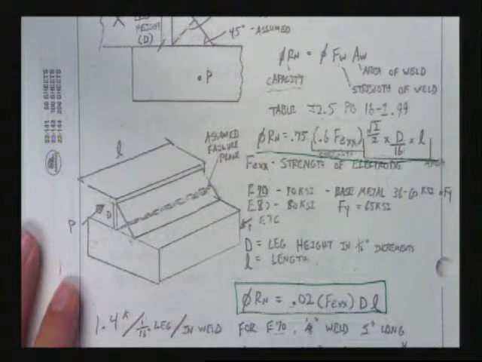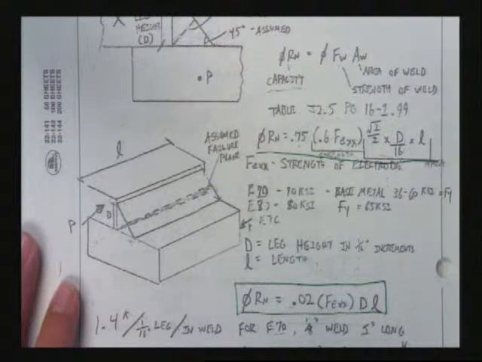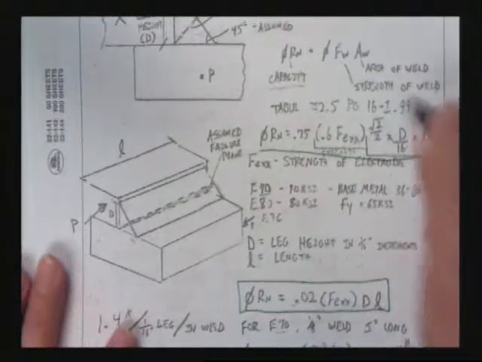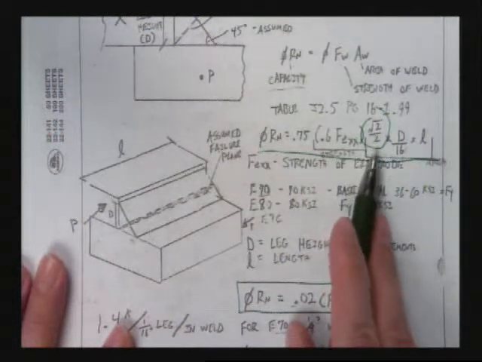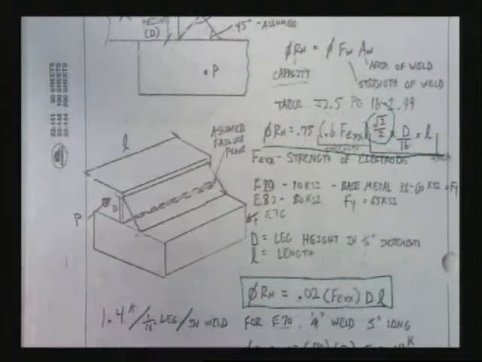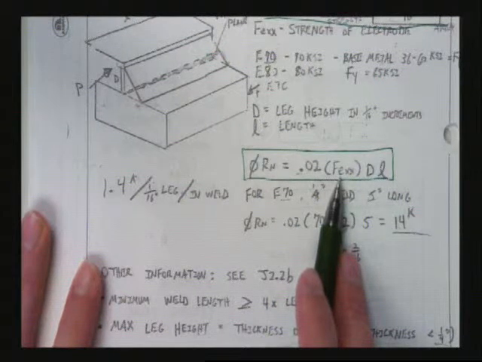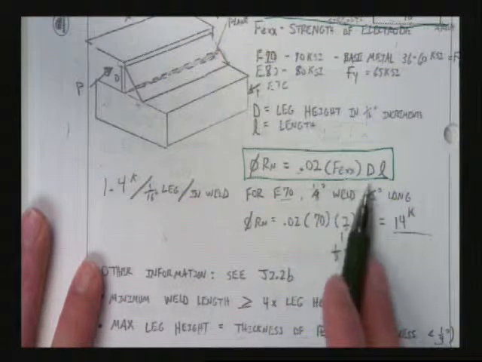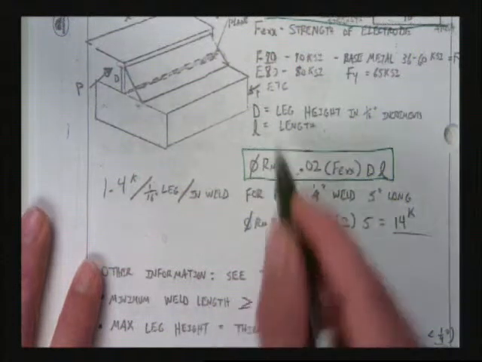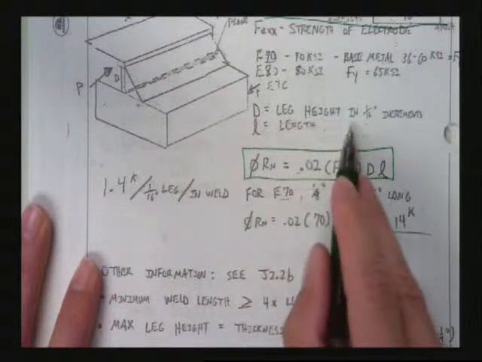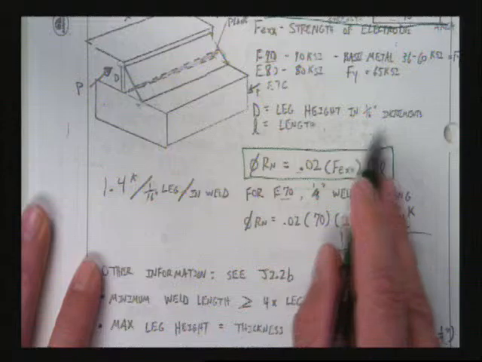And almost all welds are equal leg length. At least almost all of them are designed that way. Doesn't mean they're always constructed as equal leg welds, but they're often designed as equal leg welds. And if they're not, you would just change this term right here depending on what your geometry is. So it's not that big of a deal. FEXX is the yield strength of the electrode. D and L. D is a little confusing at first, but once you get it figured out, it's not that big of a deal. It is the leg height in 16th inch increments.